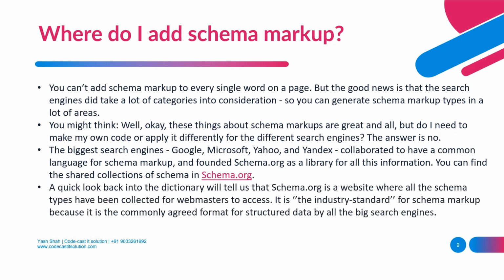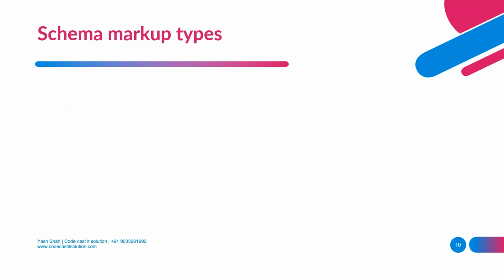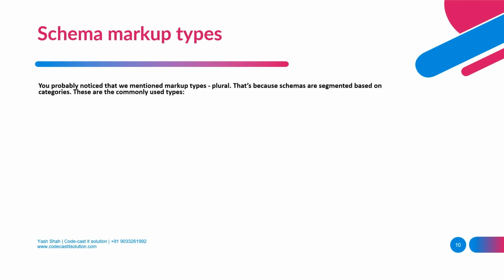A quick look back into the dictionary will tell us that schema.org is a website where all the schema types have been collected for webmasters to access. It is the industry standard for schema markup because it is the commonly agreed format for structured data by all the big search engines.